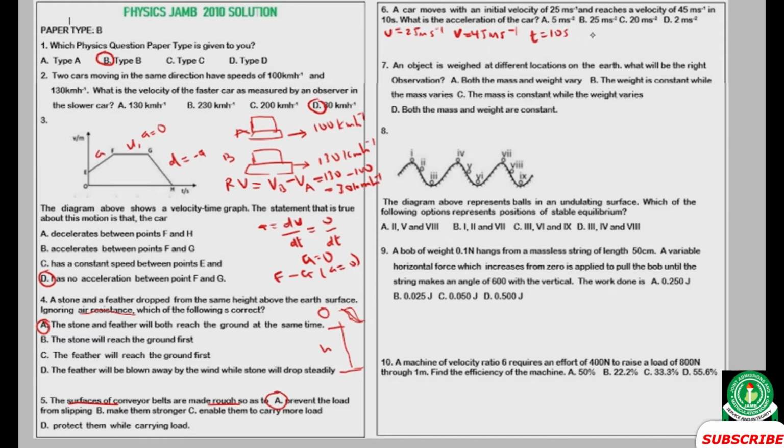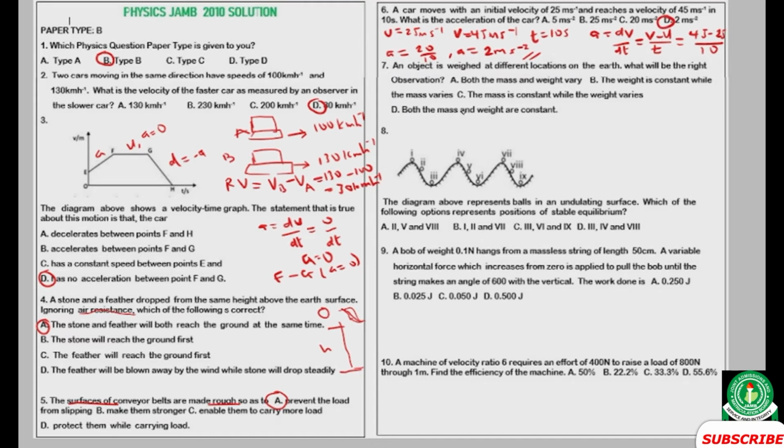The formula of acceleration is given as change in v over t, meaning the final velocity minus the initial velocity, all over t. The final velocity is 45 minus the initial velocity, 25, all over 10. So 45 minus 25 gives us 20 over 10. Acceleration is equal to 20 over 10, which is 2 meters per second squared. So this is the final answer, 2 meters per second squared. We have it as option D.